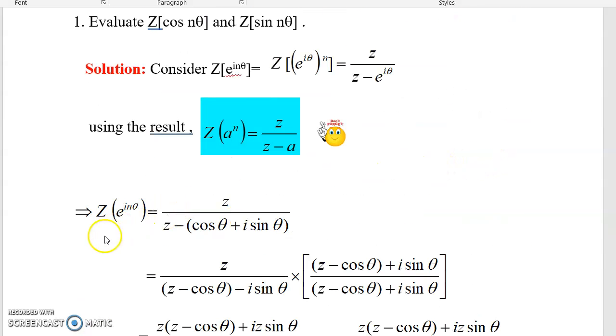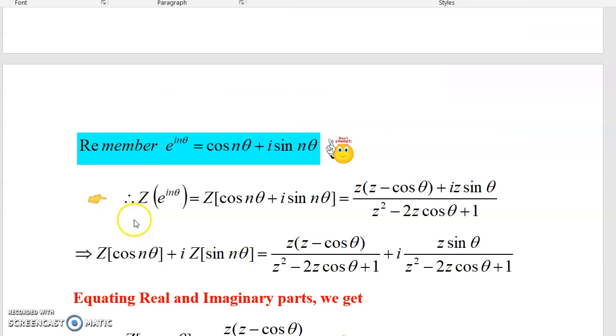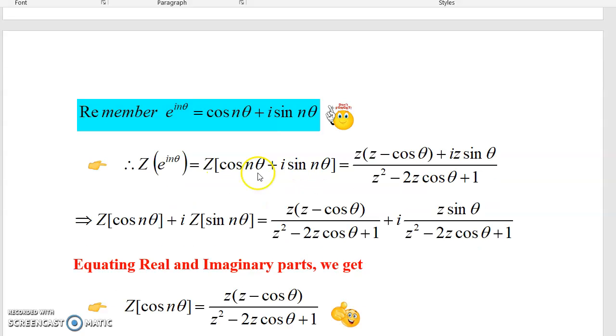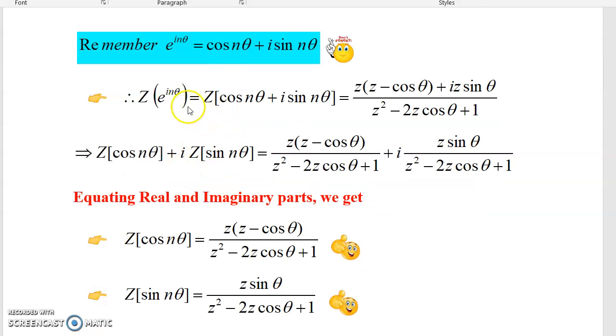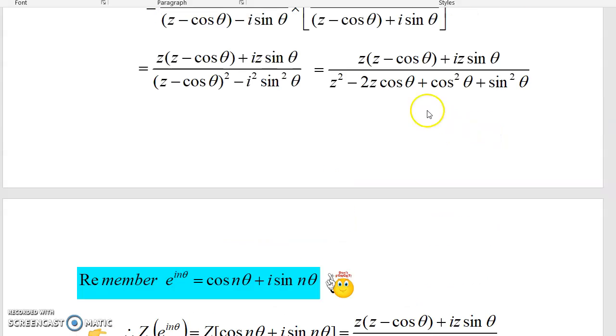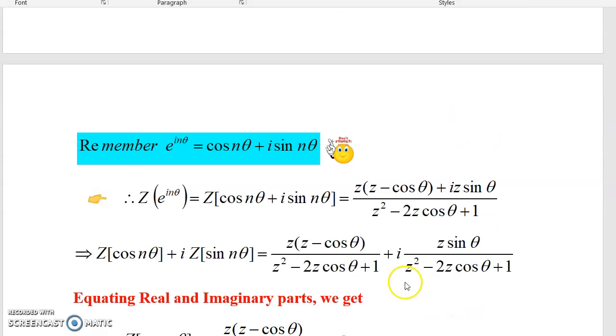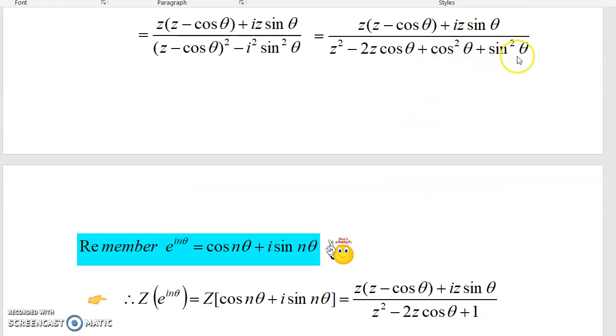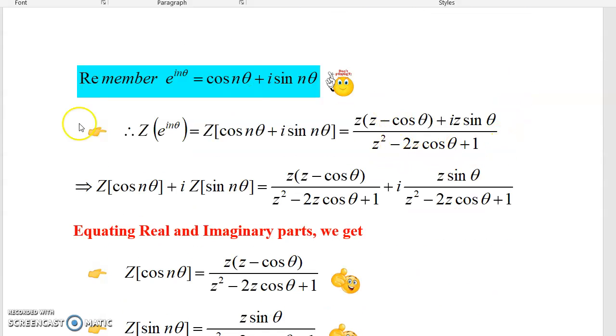But in the left side, actually what we have is Z of e power i n theta, which we can replace, as e power i n theta can be written as cos n theta plus i sin n theta. So Z of e power i n theta will be Z transform of cos n theta plus i sin n theta. This is the left hand side. Right hand side, whatever we have here, let us substitute that. See, this is the right hand side. We have substituted, just cos square plus sin square has become 1.